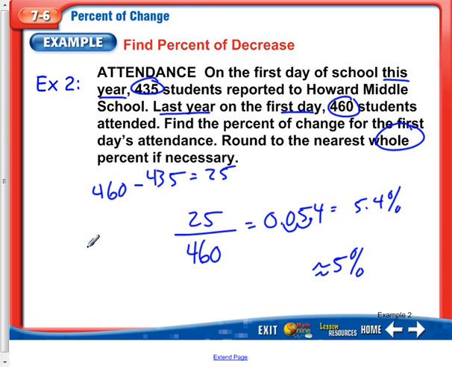Well, this year is 435 students. Last year was 460 students. So this is a 5% decrease. So maybe more families moved out of that town, or maybe the school's having a tough time. I don't know. But this is a 5% decrease in students from last year to this year.